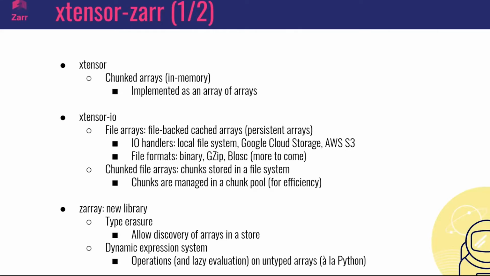It implements type erasure because C++ is a strongly typed language, but with Zarr, we need to allow the discovery of arrays in a store, which we don't know at compile time. We also implemented a dynamic expression system, which allows to make mathematical operations and lazy evaluation on untyped arrays, as you would do in Python, for instance.